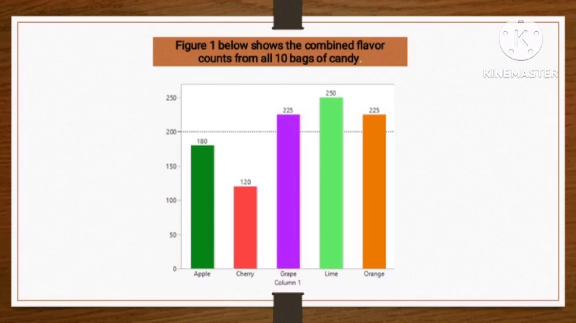Figure 1 below shows the combined flavor counts from all 10 bags. So this is the bar chart of counts of candy flavors from all 10 bags. Without doing any statistics, we can see that the number of pieces for each flavor are not the same. Some flavors have fewer than the expected 200 pieces and some have more. But how different are the proportions of flavors?